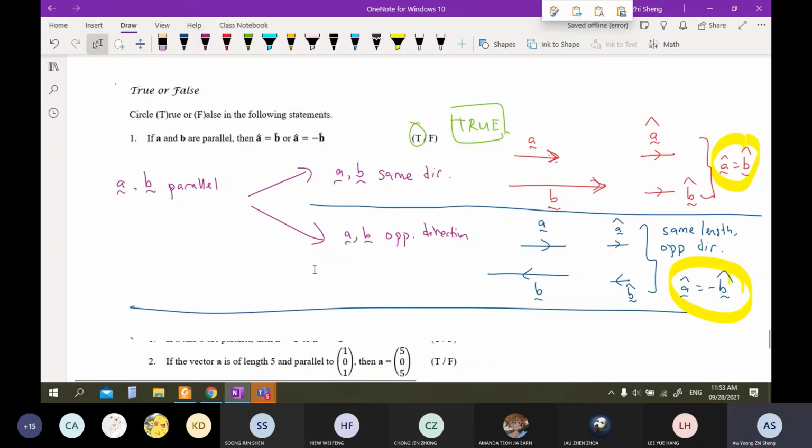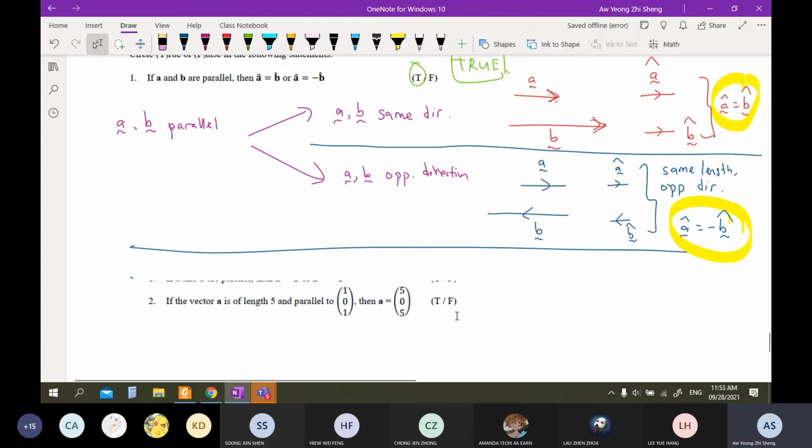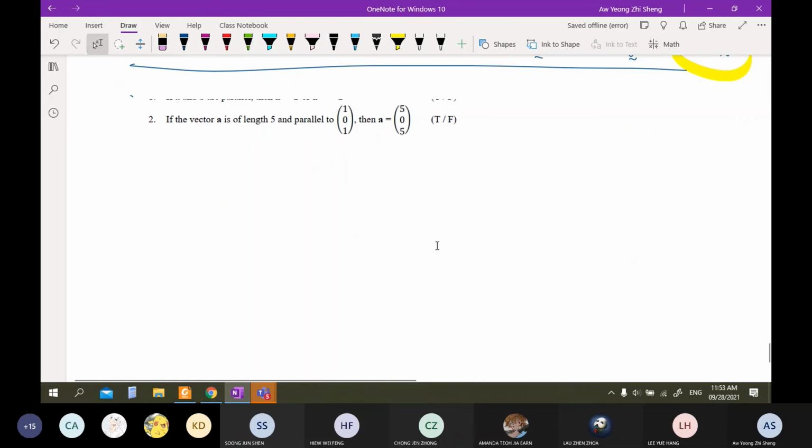This one I would want you guys to respond. What do you guys think? Is this true or false? Okay, to those who say false, can you tell me the reason why it's false? Okay, so think carefully. A vector A has length 5.